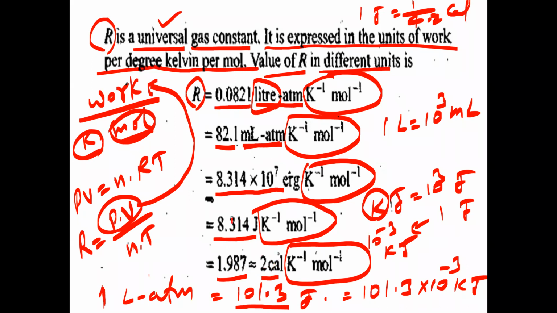Here 8.314 joules of work is done by the gas. Here 8.314 into 10 power 7 ergs of work is done by the gas. Here 82.1 milliliter atmosphere of work is done by the gas. Here 0.0821 liter atmosphere of work is done by the gas per Kelvin and per mole. So these are numerical values of what? R. Let's take the screenshot of this now.